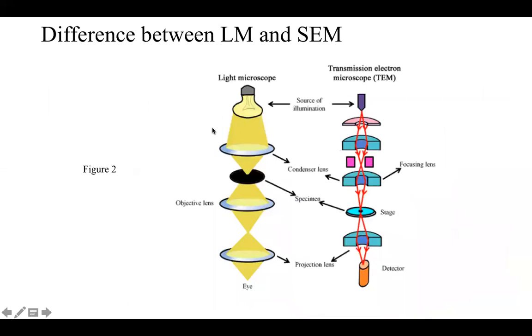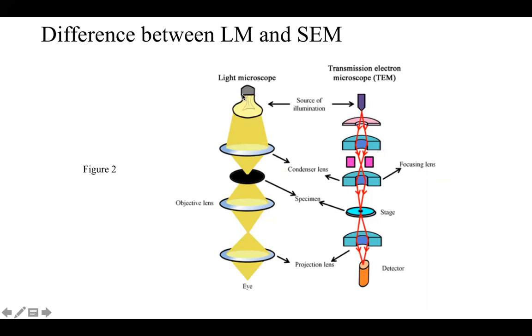Now, the basic difference between the light microscope and, here this should be TEM. I'm sorry about this mistake here. This should be TEM. The difference between the LM and the TEM is that in the light microscope, the source of light, and here the electron source, are both situated at the top of the setup.